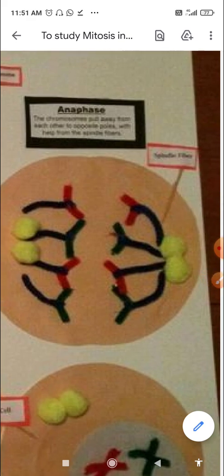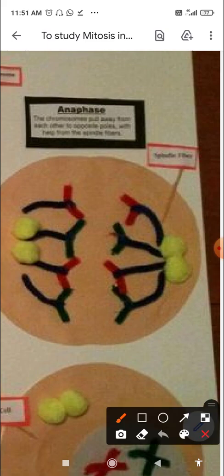The sister chromatids of each chromosome, you can see how they separate from each other and appear mostly V-shaped, so either we can see it V-shaped, L-shaped, or J-shaped, depending upon where the centromere is present. So they start moving, you can see here, they are moving towards the opposite poles.